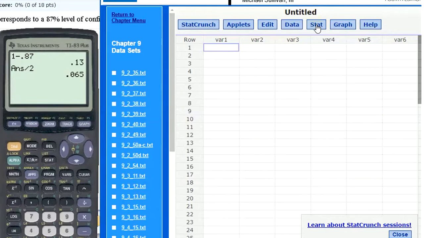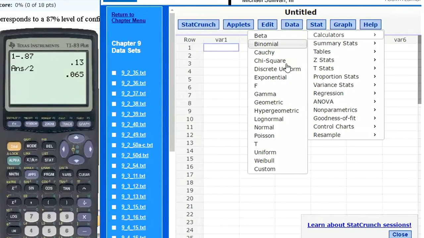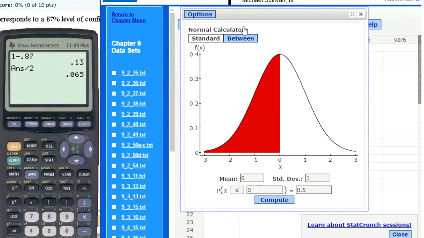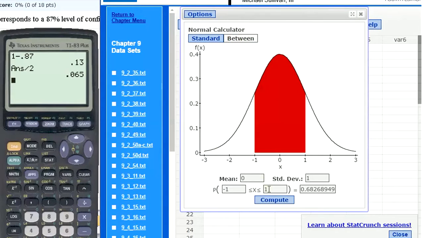So I'll show you in a picture. Let's go to Stat, Calculators, and pull up the normal calculator. It's very easy to do in StatCrunch, and we don't have to deal with any of this alpha divided by 2 business. All we have to do is set our standard normal, since we're doing a z value. That's a mean of 0 and a standard deviation of 1.